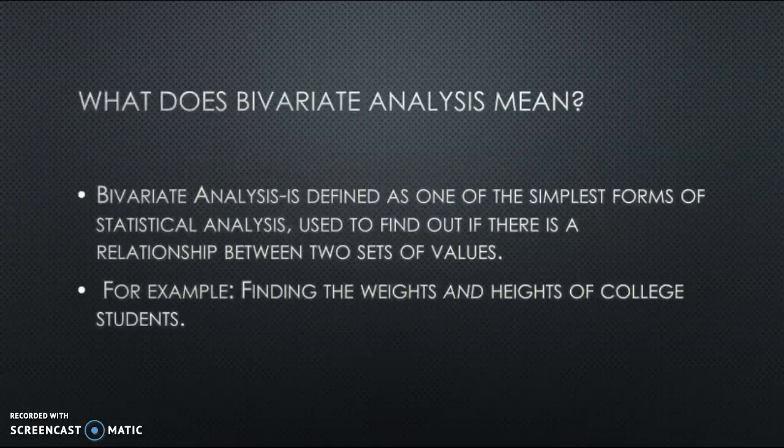What exactly does a bivariate analysis mean? A bivariate analysis is defined as one of the simplest forms of statistical analysis. It's used to find out if there's a relationship between two sets of values. For example, finding out the weights and heights of college students. The two categories used in this example would be one, the weights, and two, the heights. Another example of a bivariate analysis is finding out how the weather affects the cells depending on the temperature of each day.